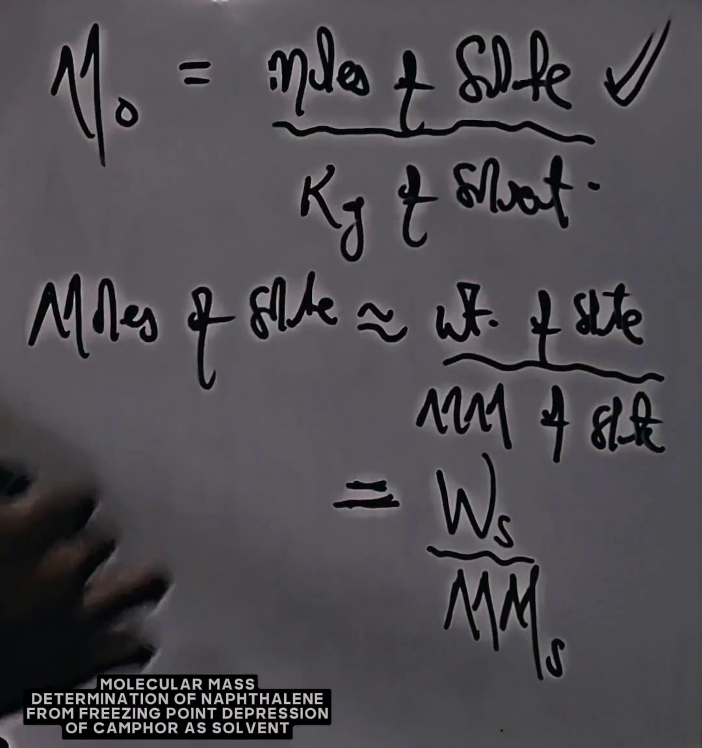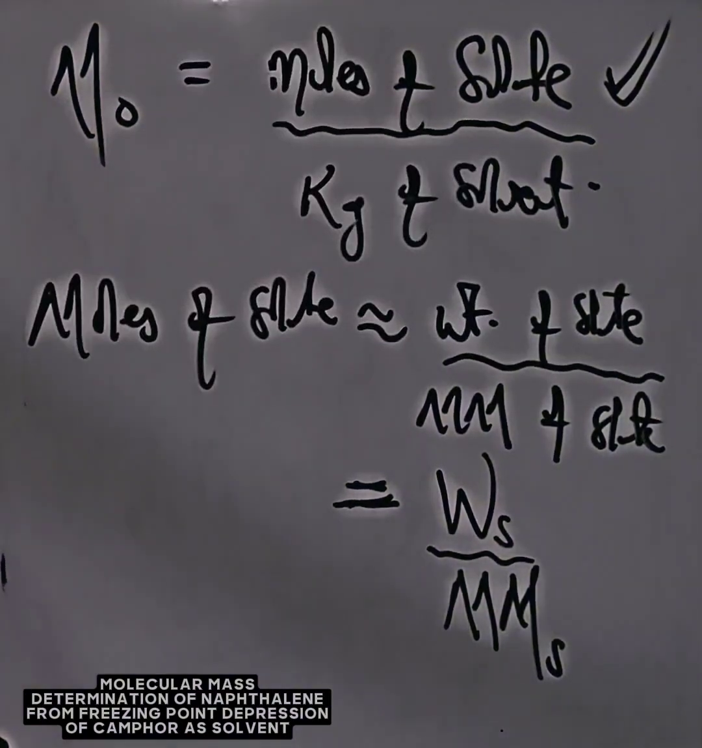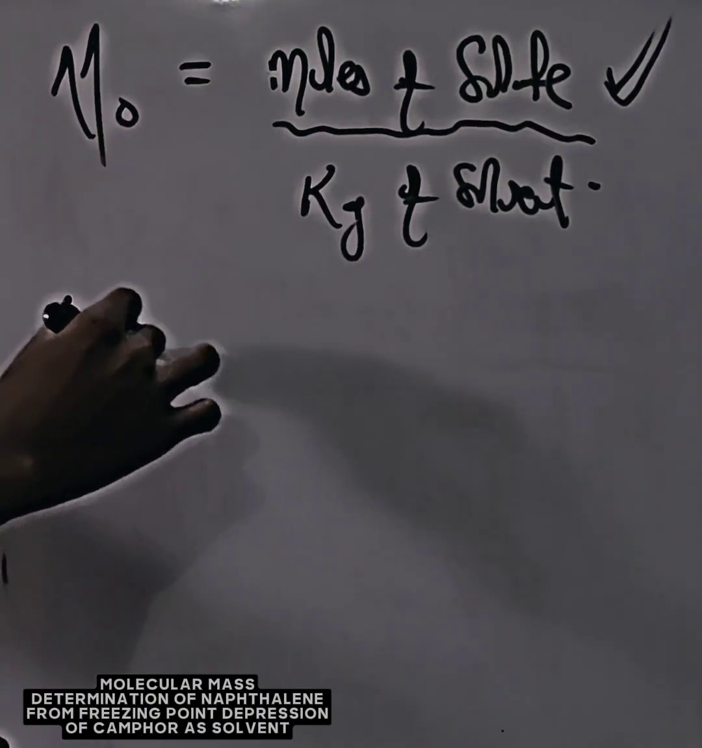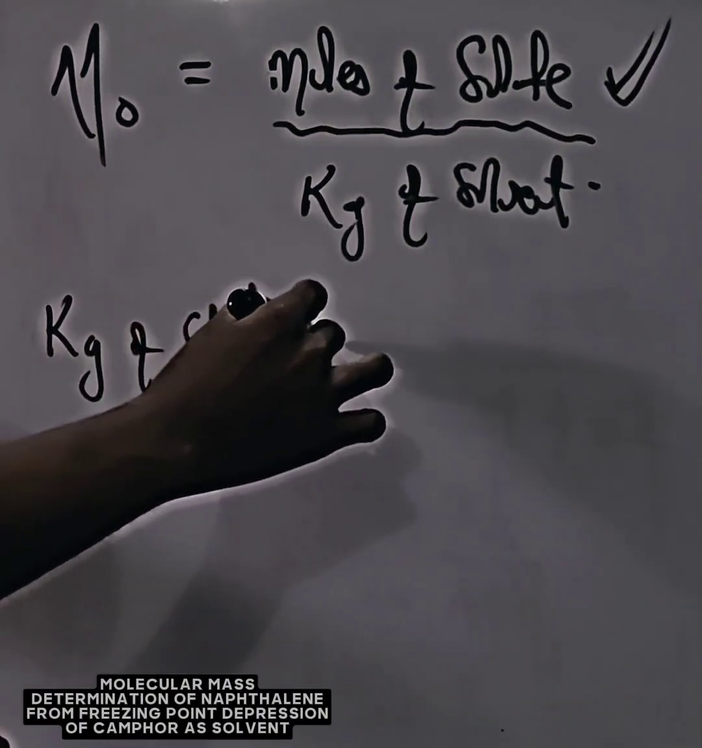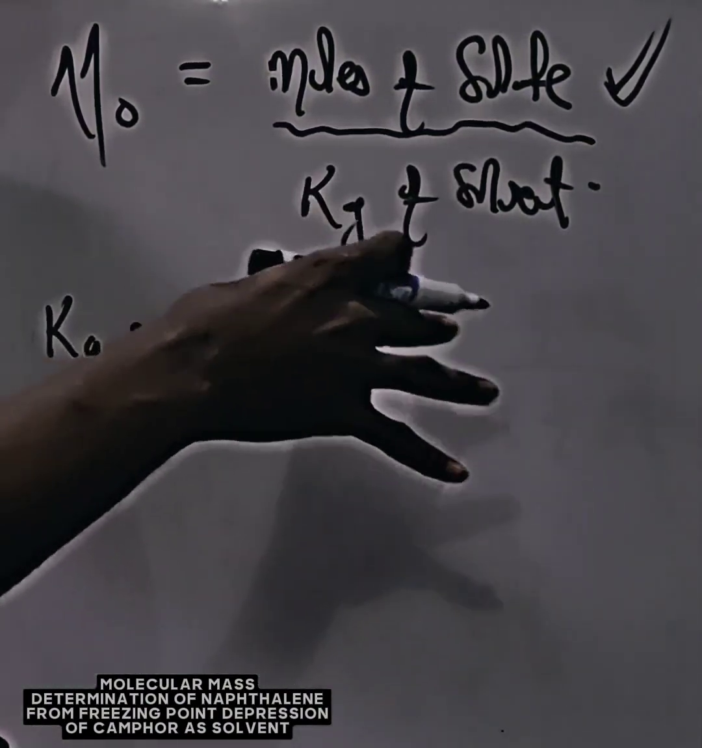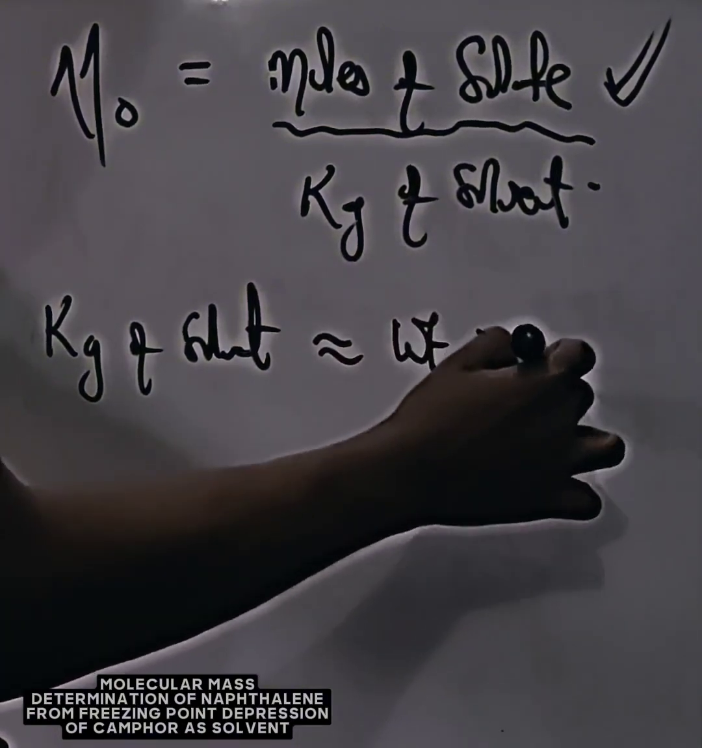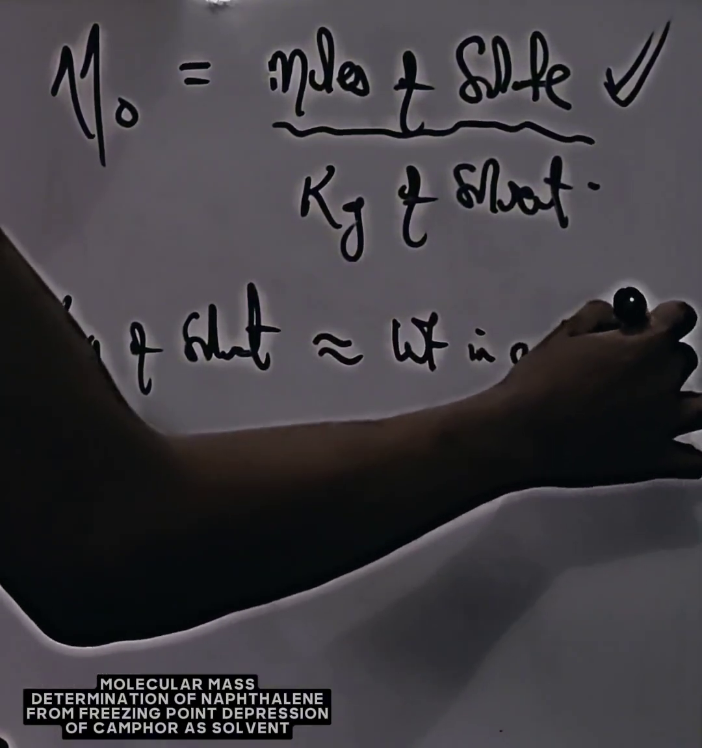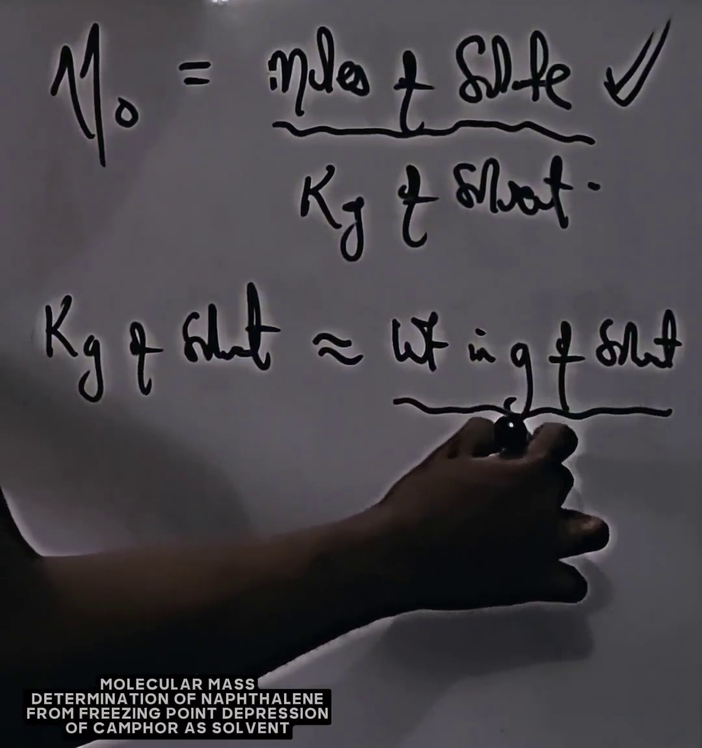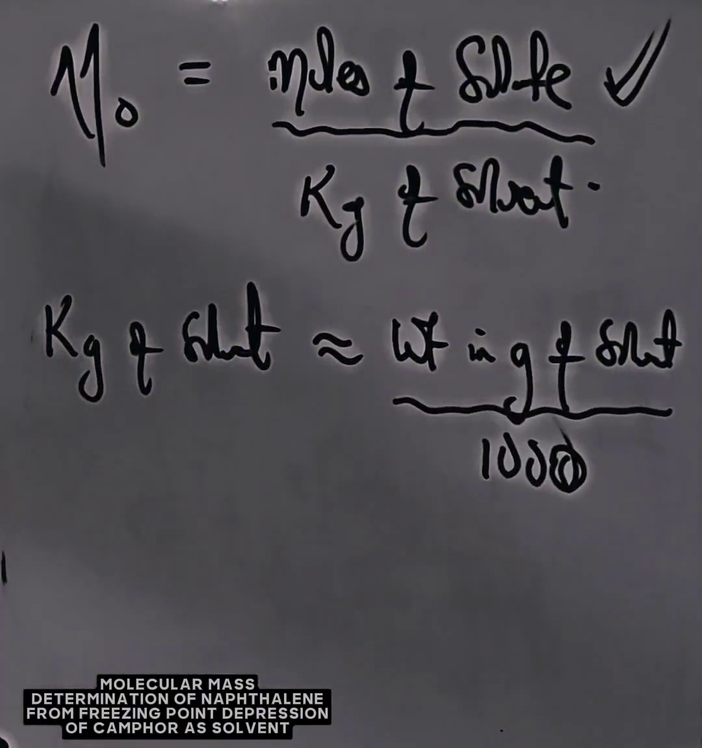Having defined this, let us define the kilogram of solvent. The kilogram of solvent is just a conversion factor, equal to the weight in grams of the solvent divided by 1000, that is, the kilogram of solvent.